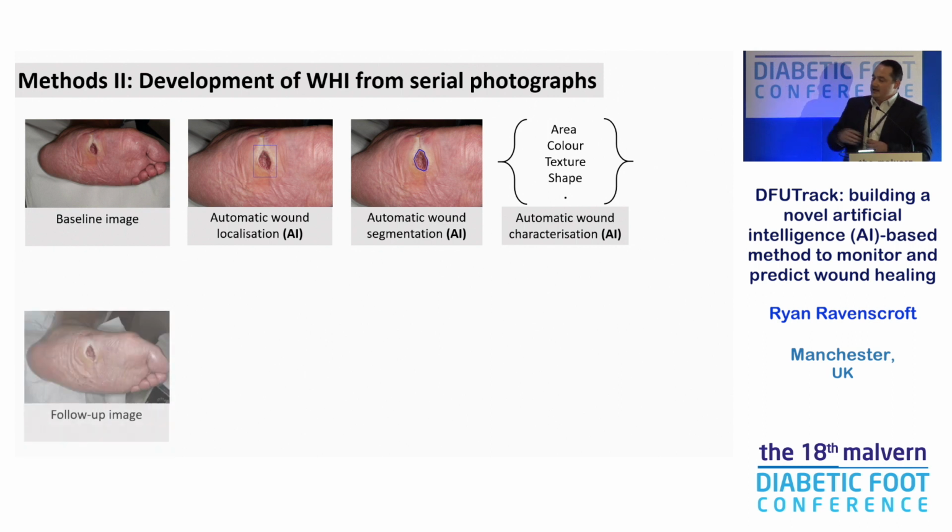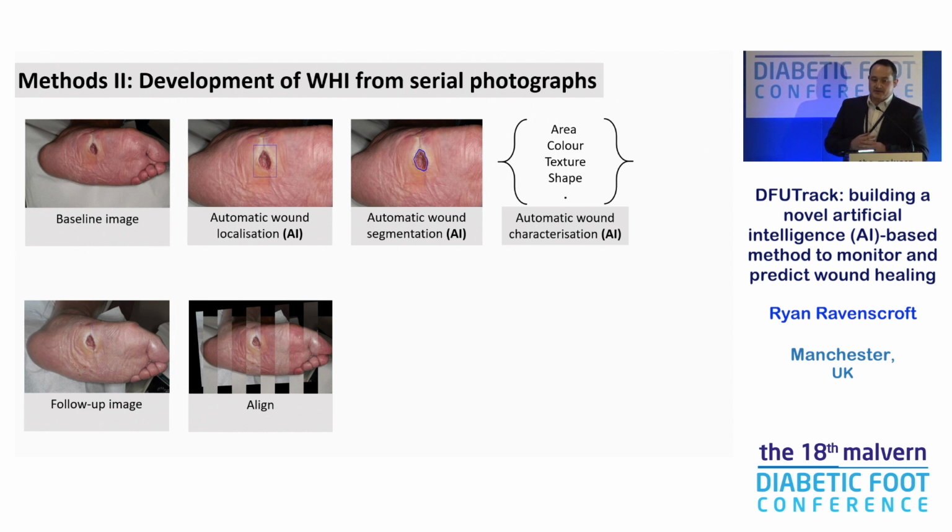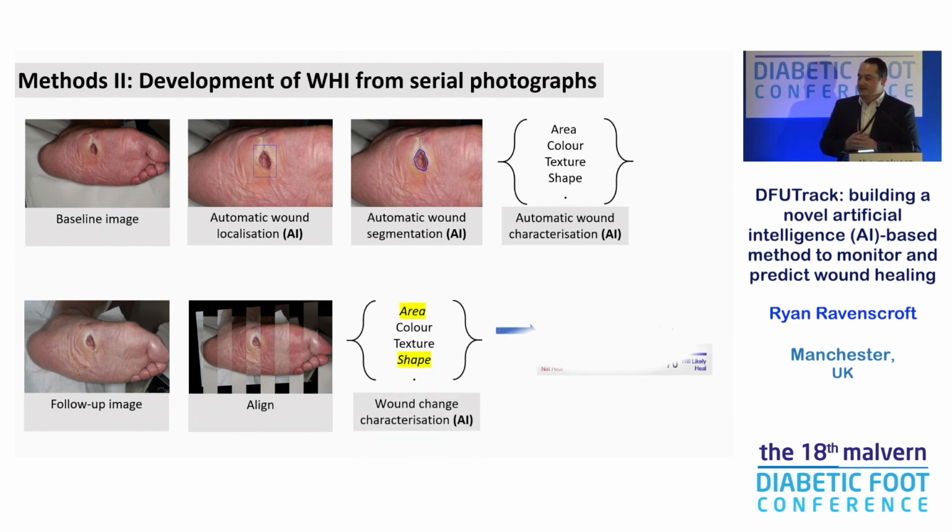We continue to take further follow-up images, and we align the follow-up image with the baseline image, and it's this aligned image that undergoes change analysis, and it's from this change analysis that we start to pick out the main wound change characteristics, and it's this information that we believe will influence the wound healing index. And of course, from this wound healing index, we get a better idea of the prognosis of the wound healing.